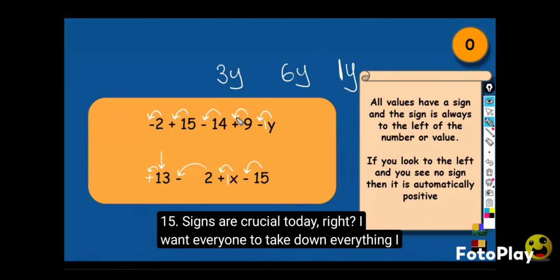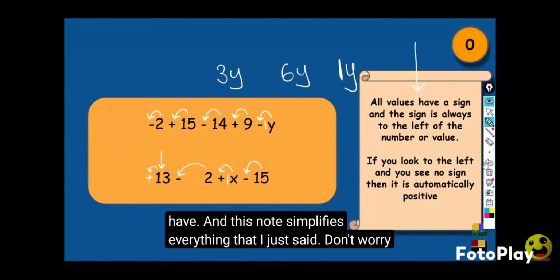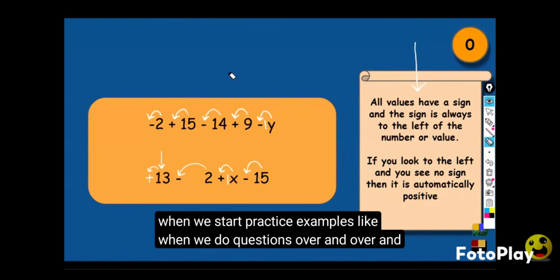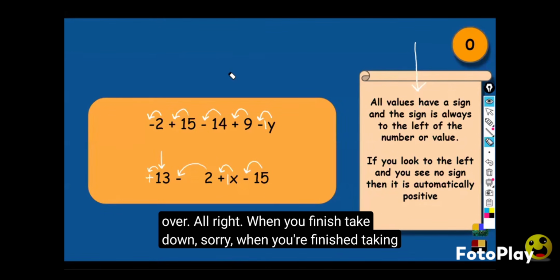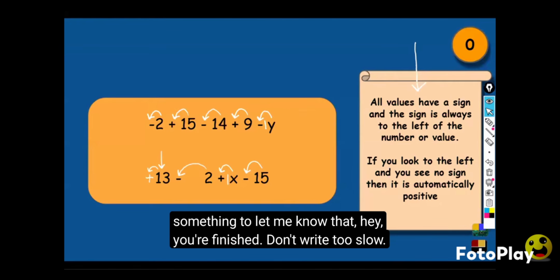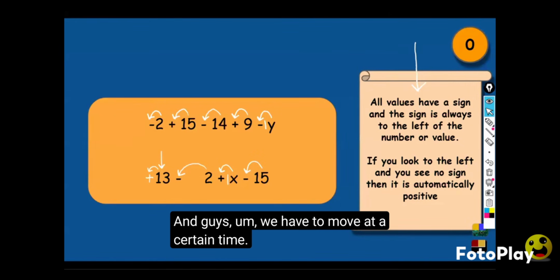I want everyone to take down everything I have, and this note simplifies everything that I just said. Don't worry about understanding everything 100%. Everything only falls into place when we start practice examples, like when we do questions over and over and over, all right? When you finish taking down everything on the screen, raise your hands or give me a thumbs up or something to let me know that you're finished. Don't write too slow, guys. We have to move at a certain pace.